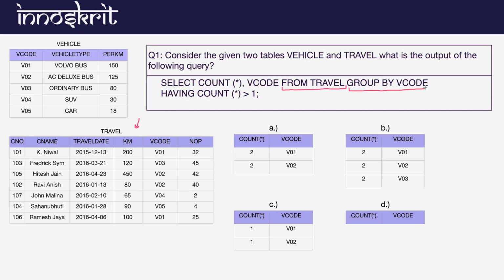The next step is saying that you have to fetch the data as per the vcode group. So from this travel table, we will be forming groups of vcode. Whatever unique vcodes we have, we are going to separate them group by group. First of all, we will form the group of v01 and v01. This is one group. Now we will form another group. Let's suppose v02 is another group. This is the second group, and the third group is basically v03.